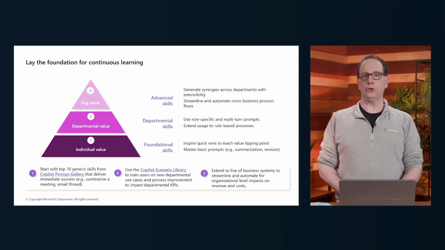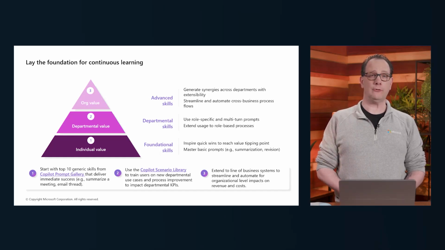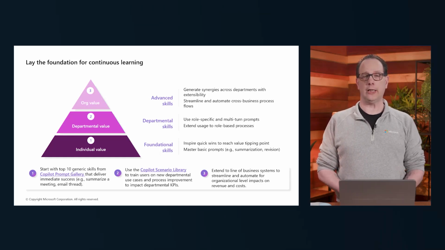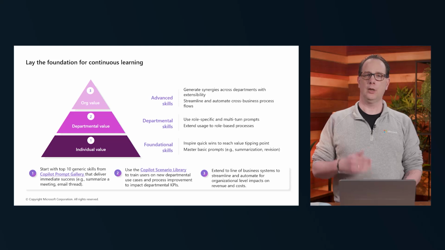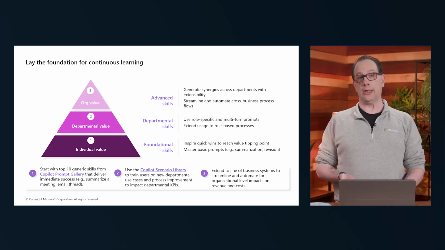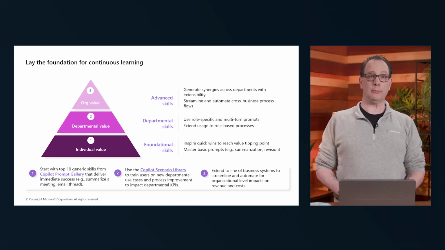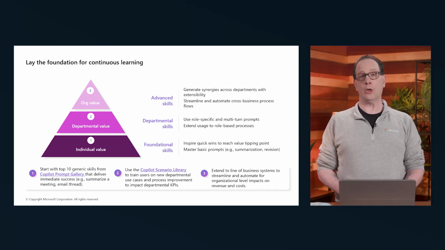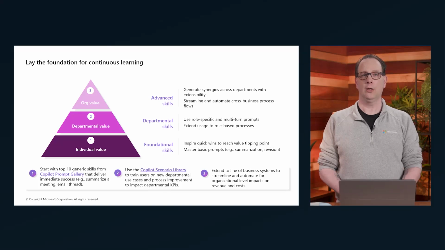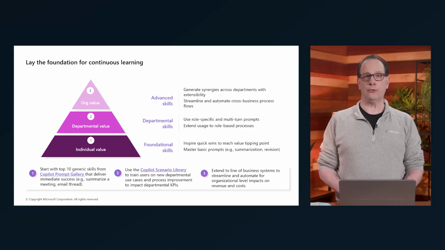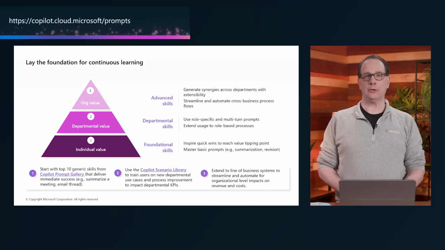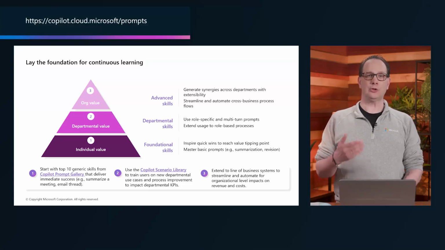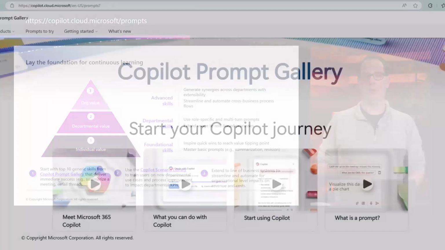We suggest users starting with building foundational Copilot skills at an individual level. Next, leverage those skills for more complex department-specific functions. And then finally, move to the more advanced skills that benefit the entire organization by, for example, improved workflows and collaboration. A few examples that could be of use here is Copilot Prompt Gallery.